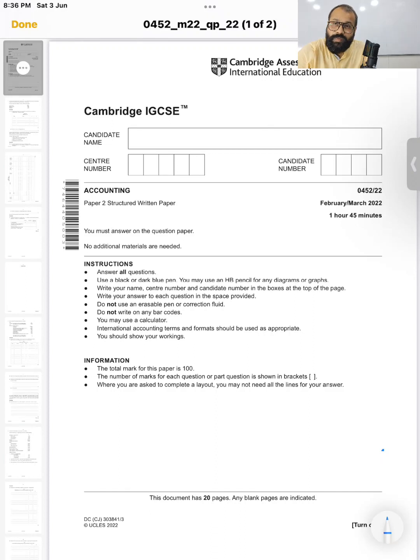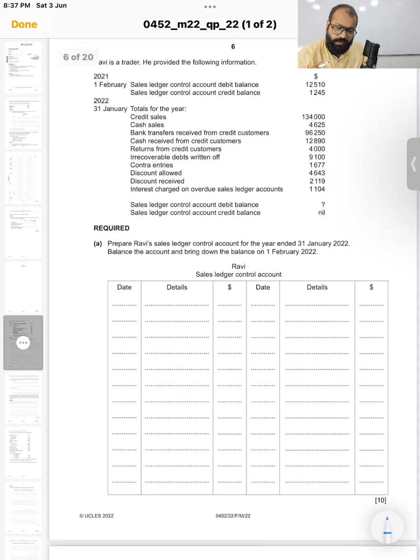Hi everybody. So in this video we are going to continue solving the Feb March 2022 paper code 22. Okay, so paper 2. So here we go with the question number 2. Okay, fine. So here is the question.